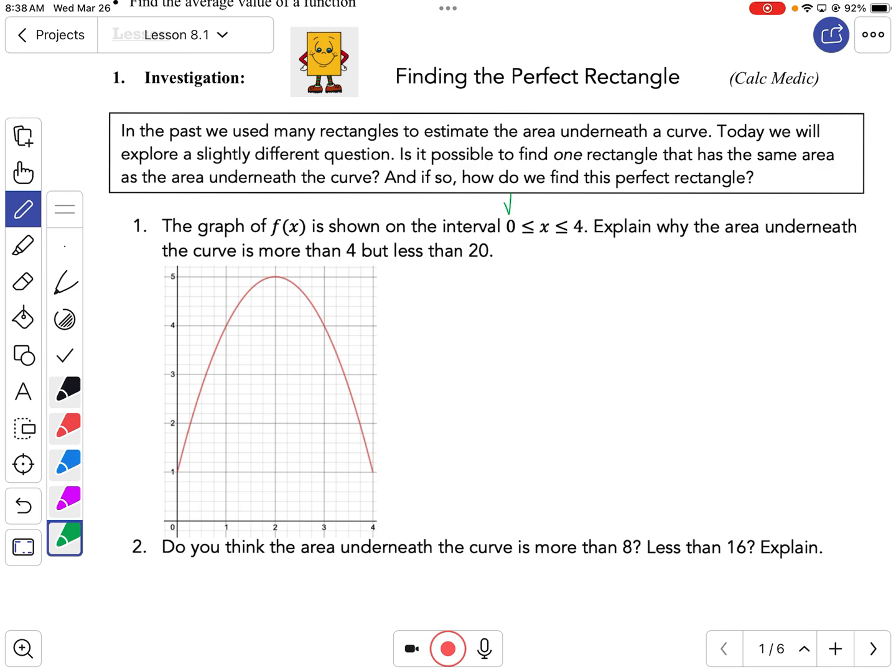All right, so we're talking about the interval from 0 to 4, okay? And the area under the rectangle in that, okay, now I'm ready. In that interval. So at 0, what y value goes with 0?